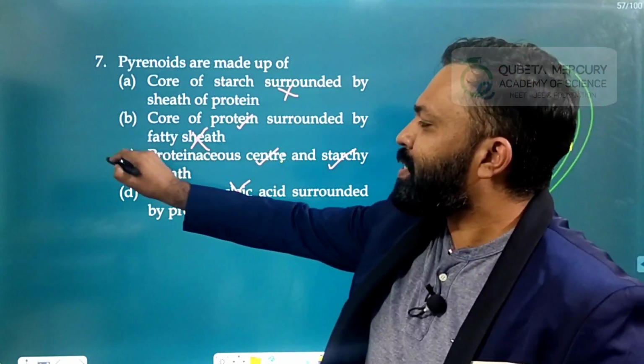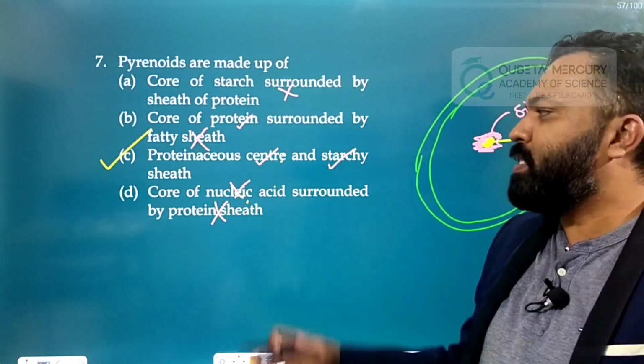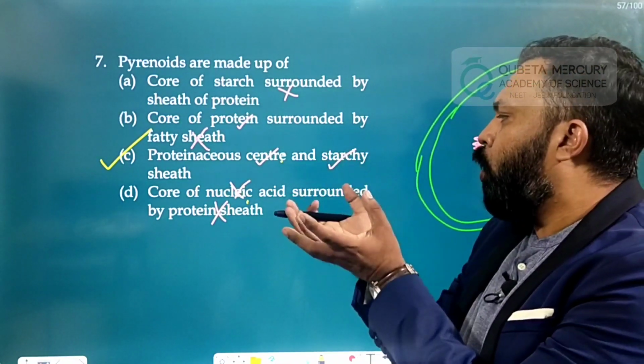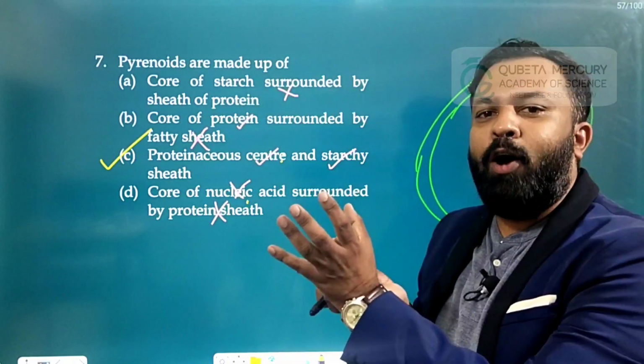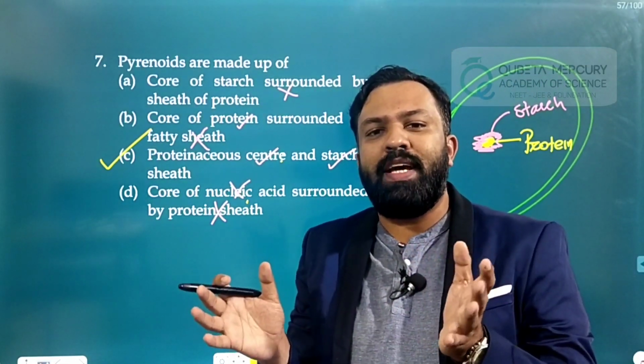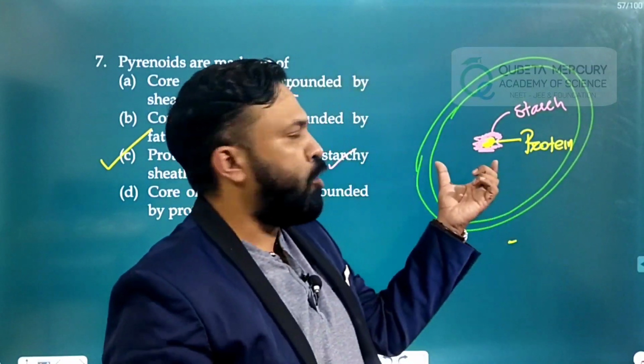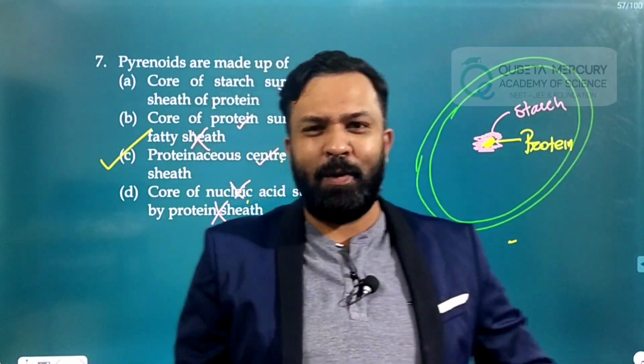So the right answer for the question number 7 is option C. That means a proteinaceous central core with a starchy sheath around. That is said to be the pyrenoids. Pyrenoids are the reserve food material in Chlorophyceae, the green algae, and they are present within the chloroplast. I hope it's okay for you.